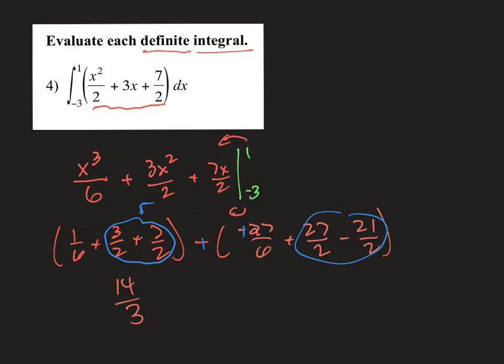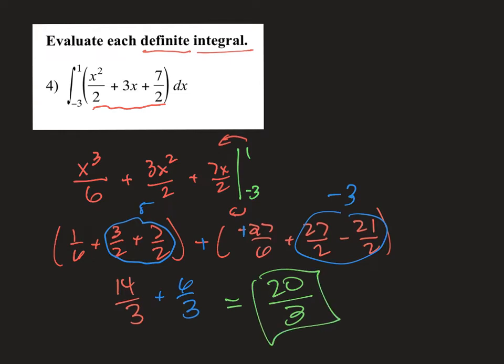6 over 2 is 3, but remember, we're subtracting. So this is actually negative 3. And so that means 5 minus 3 is 2. So this is plus 2, which is 6 over 3. And so that is 20 over 3. Let's put that in green because that's the final answer. Whew! Fractions are tough, but we can handle it.